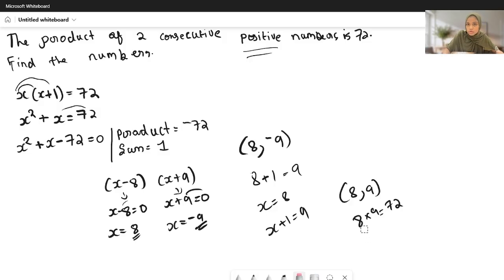And 8 and 9 are also consecutive numbers. They are next to each other. So we know that the answer is 8 and 9. Minus 9 and minus 8 are also next to each other. They are also consecutive numbers and their product is also 72. But in the question it said positive numbers. So the positive numbers are 8 and 9. So this is the answer.